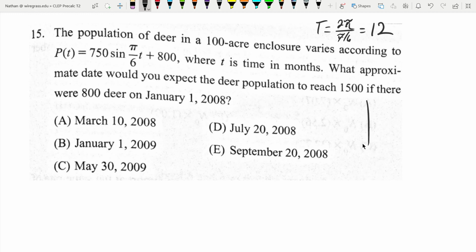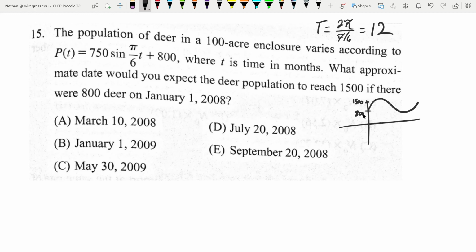That's going to be like this, plus 800. So it's going to go up and then down and up and back, for a sine function. And what is the approximate date you expect the deer population to reach 1500? That's going to be somewhere up here. This is at 800, so somewhere up here at 1500.